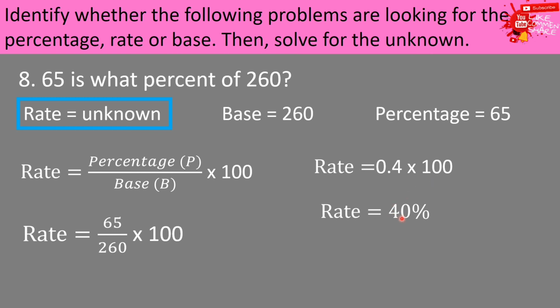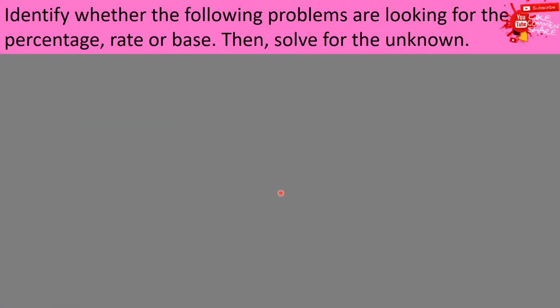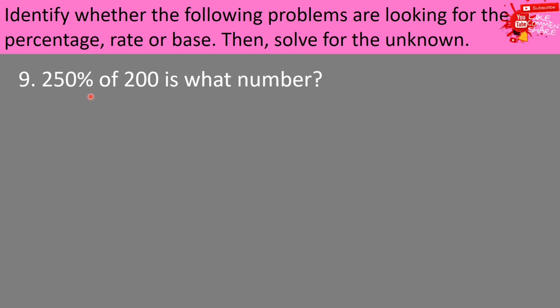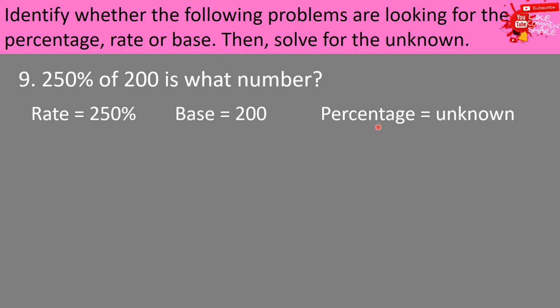Ang ating rate. Now, let us have example number 9. 250% of 200 is what number? Since we are given here the percent sign, therefore, the rate is 250%. Then, ang number natin na katabi ng "of" ay 200. So, therefore, ang base natin ay 200. Since the unknown is beside the word "is," what number, therefore, percentage is the unknown. So, it means that we are looking for the percentage.